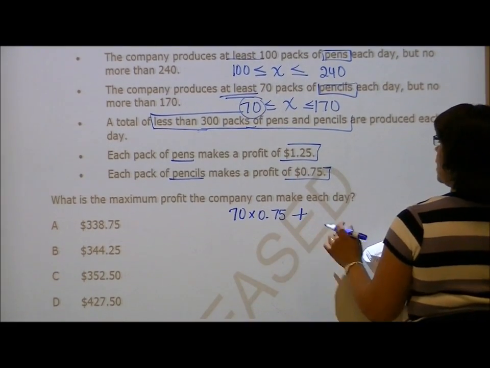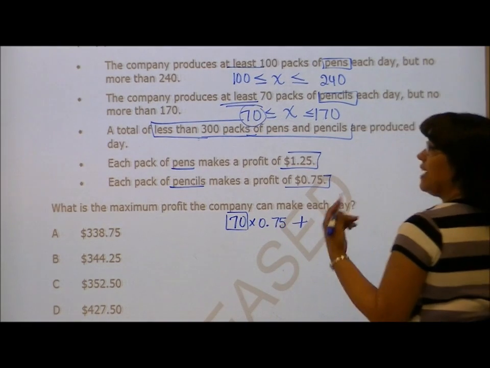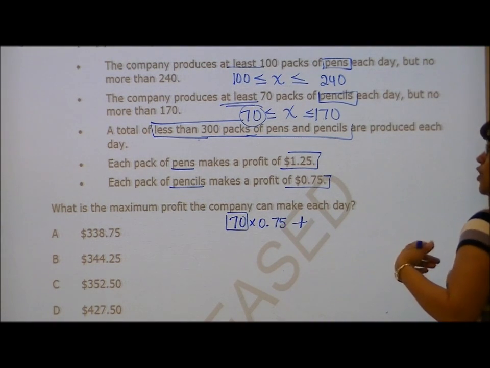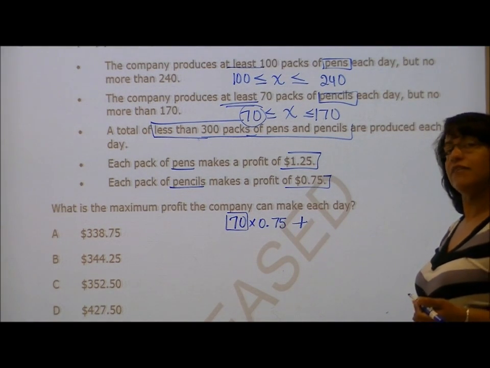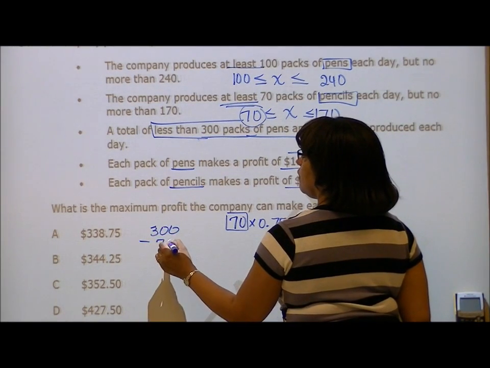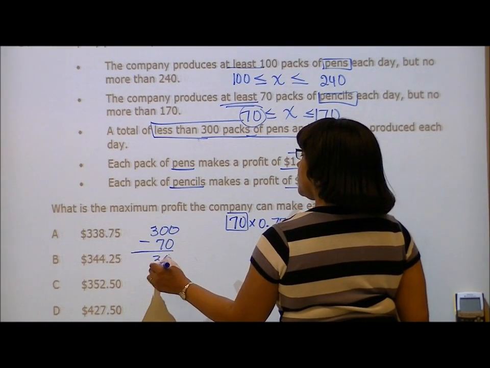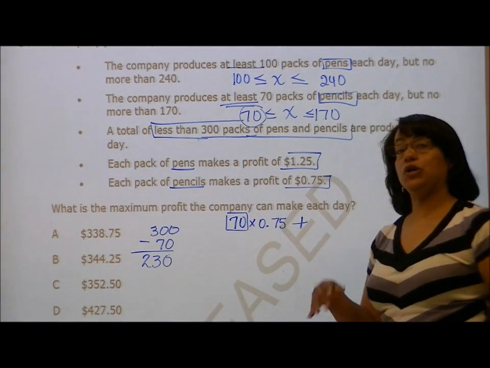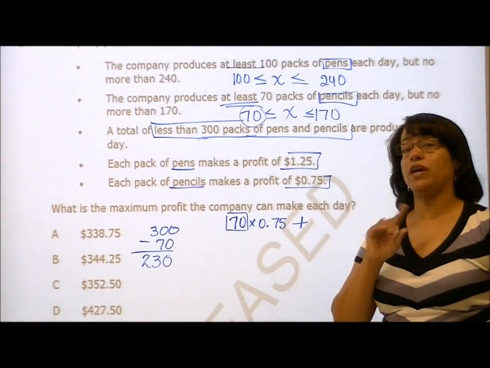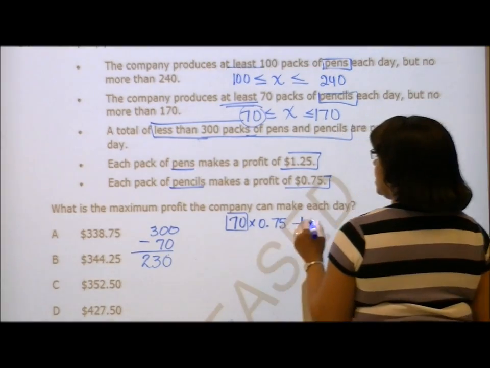Plus, let's see, if we have 70 pencils and we have to have less than 300 with the pens, we have to figure out how many pens we can have. So we're going to do 300 minus our 70 pencils. That's going to be 230. So it looks like we could have 230, but that's going to take us right up to 300, and we have to have less than 300. So we're going to use 229.